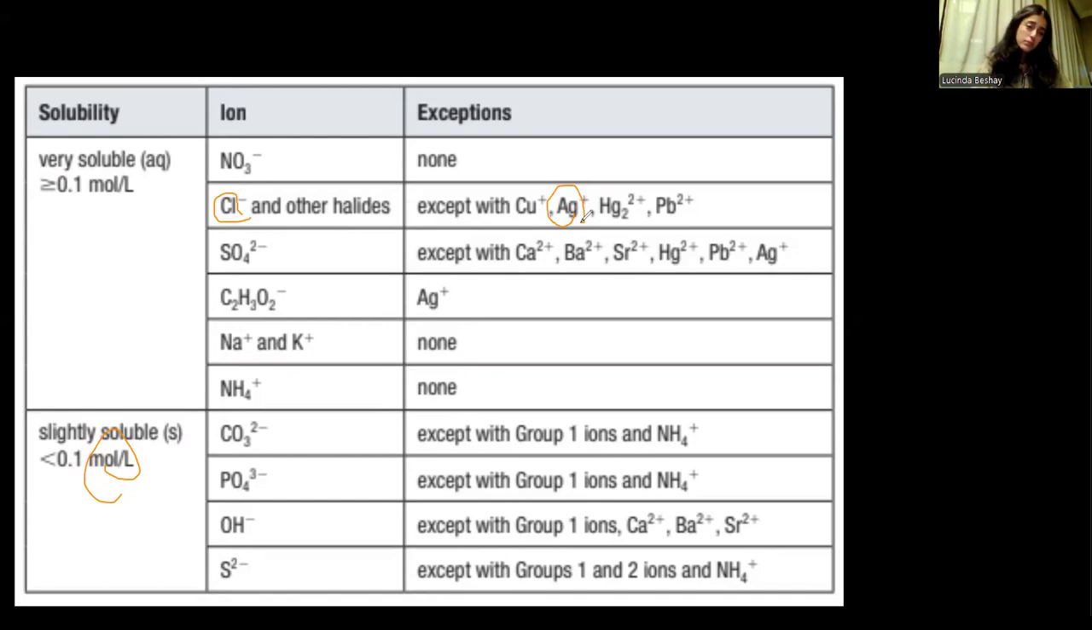Okay. Now, the other one was sodium nitrate. And remember, nitrates are always soluble. There are no exceptions, none. So they are always soluble, and we can go ahead and choose that option.